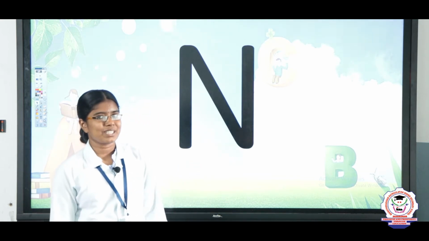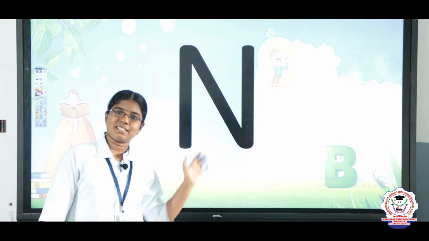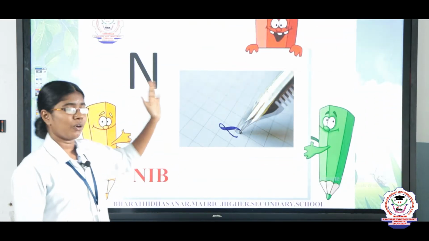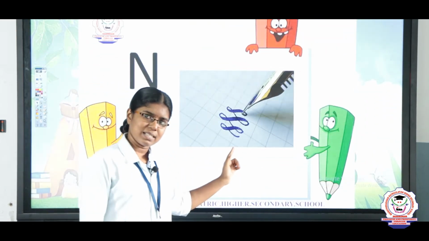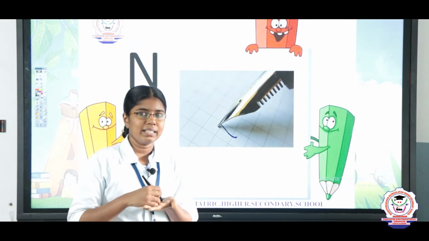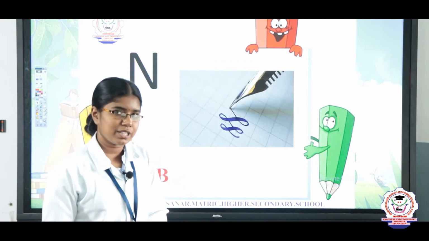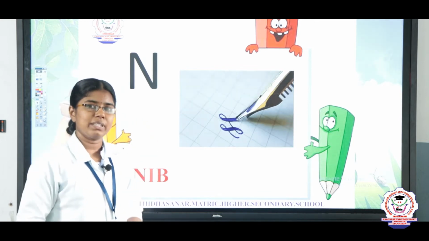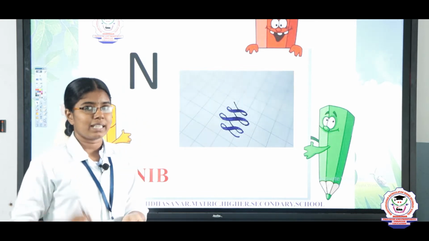What letter is this children? Yes, this is the letter N. Very good. See here, N for nib. What is it dears? Nib. Yes, we are writing with pen, right children? Okay, that sharp part of the pen is called nib. Okay, with the help of the nib only we can write smoothly.